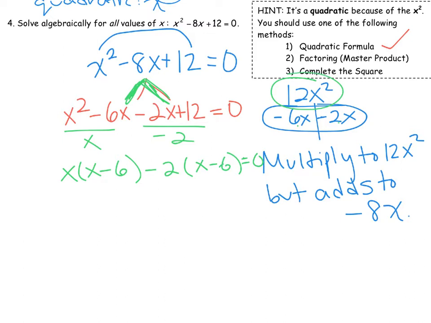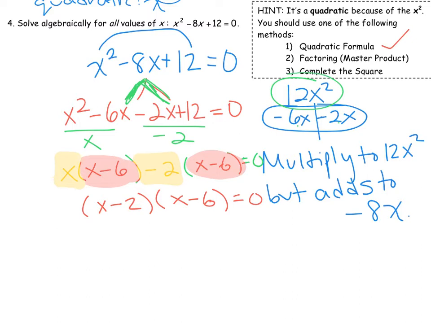These things inside of the parentheses must match. If they don't match, we did something wrong. Then we're going to take a look at what's left on the outside, which is our x minus 2. So now we can group. I have x minus 2 times x minus 6 equals 0. Don't drop the equals 0.